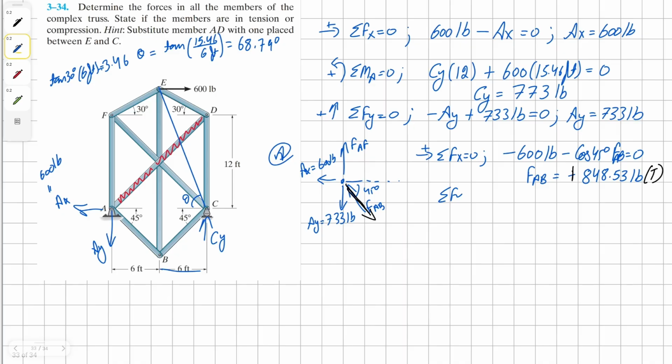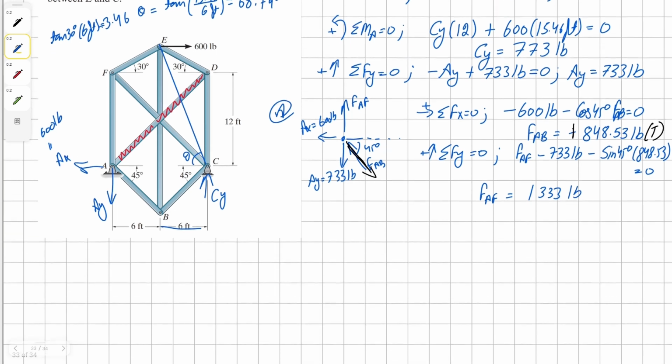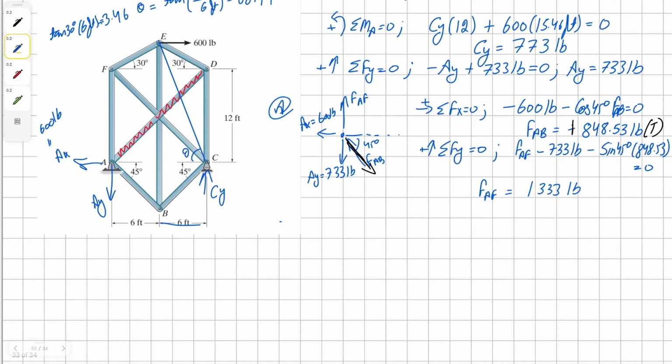Now we can sum the forces in y direction to find a solution for force in member AF. We can have positive force AF, negative Ay, and then negative vertical component of force AB. Solving for force AF, we get our solution as 1333 pounds. Now we can proceed to our next joint, joint B.